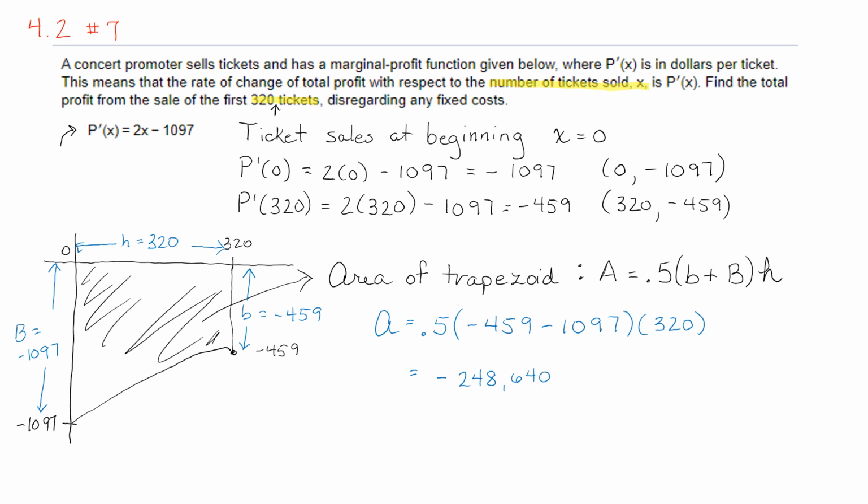And so it seems like a lot, especially because it's a negative, but remember, you've got to do a whole lot to pay off what you put up before a concert. So a negative amount is okay. And so that is, in fact, your answer in dollars. After you have sold 320 tickets, your dollar amount is a negative 248,640.